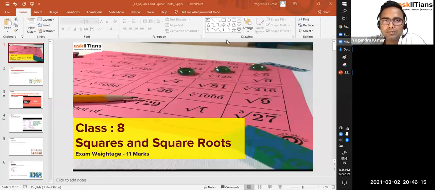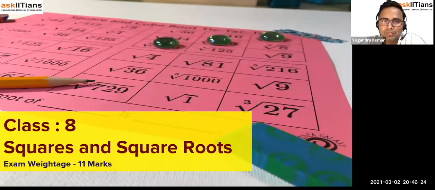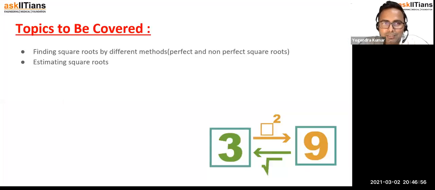Today we are going to do lecture number 3 on our chapter, squares and square roots. We are discussing squares and their square roots. As we discussed already, this chapter comes for 11 marks in your final exams and has really good weightage. This chapter is not only important from a maths perspective; we will be using this knowledge in calculations and in our further chapters also. This is the last lecture on this chapter, so let's get started.